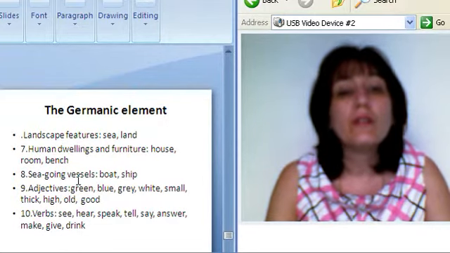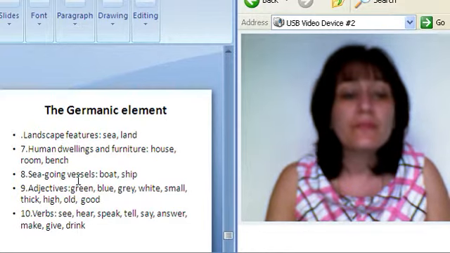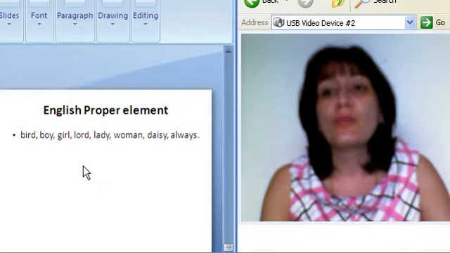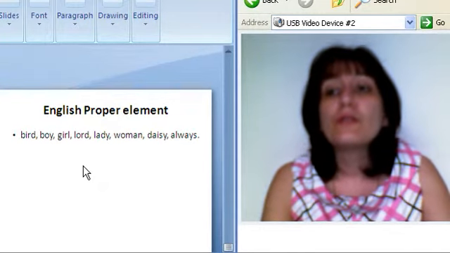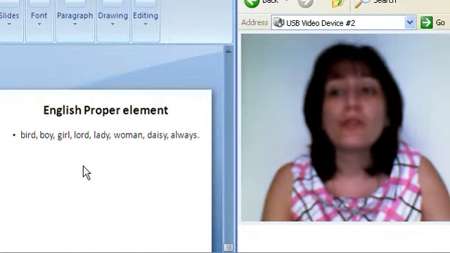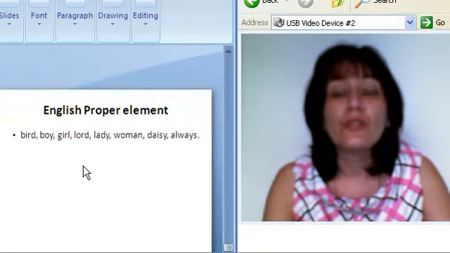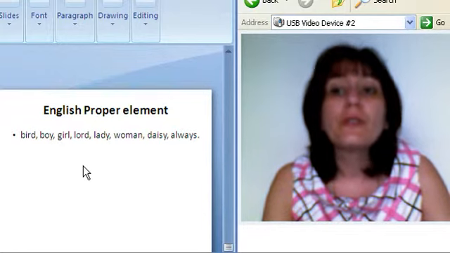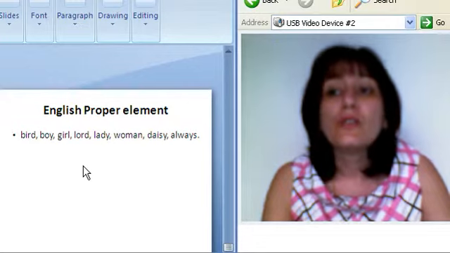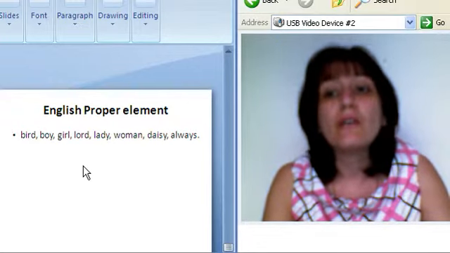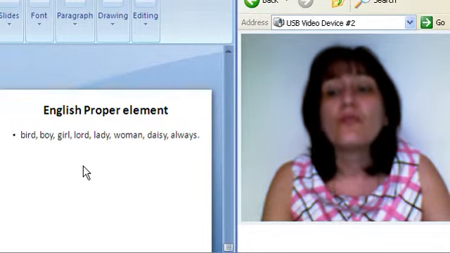And finally, English proper element. The English proper element is in certain respects opposed to the first two groups. These words have a distinctive feature. They are specifically English, having no cognates, words of the same etymological root or common origin in other languages, whereas for Indo-European and Germanic words, such cognates can always be found.